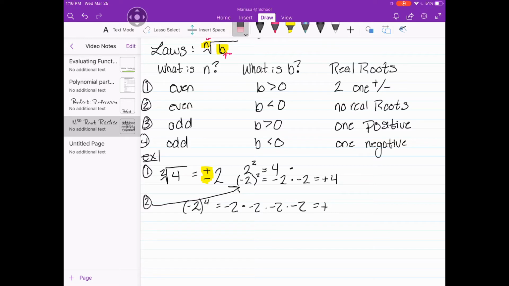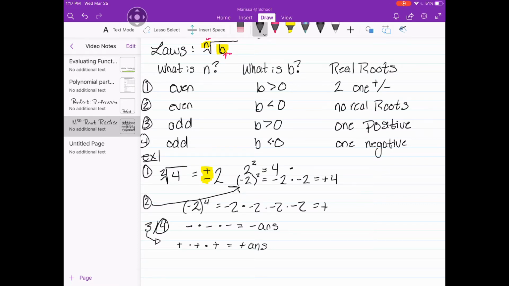So then the odd roots, it's the same idea. If I have an odd root, laws 3 and 4, I've got a negative times a negative times a negative, which would still give me a negative answer. That is law 4, where b is less than 0. And law number 3, where b is greater than 0, if I have a positive times a positive times a positive, that would still be a positive answer. So that is why these laws are written the way they are written.